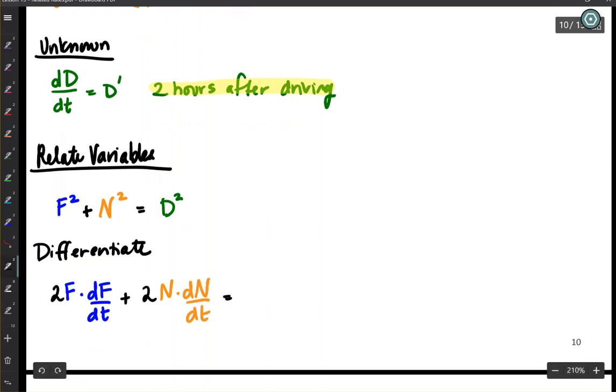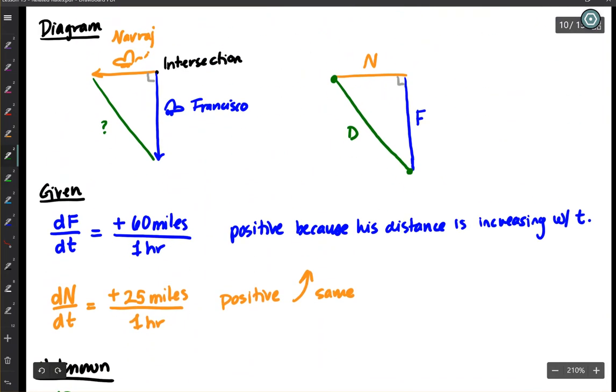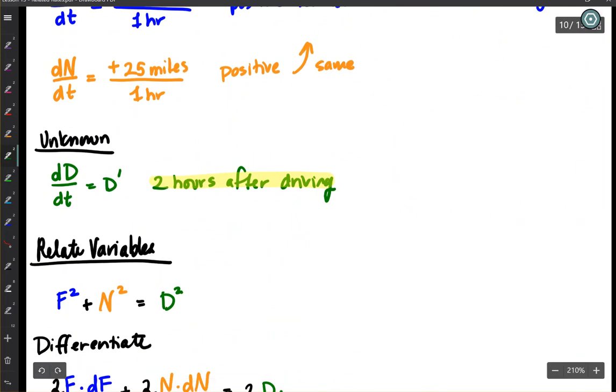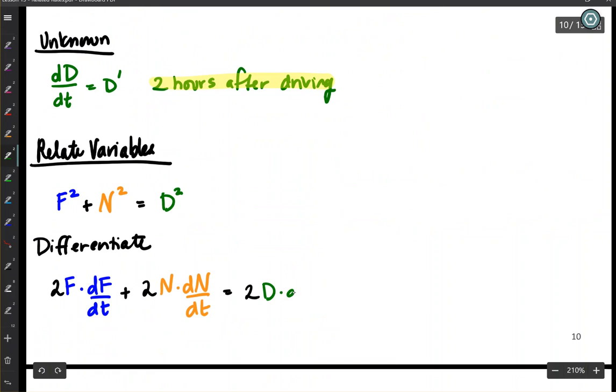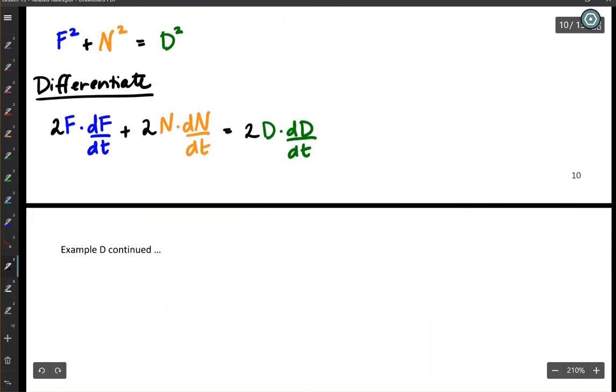is equal to the derivative of d squared is 2d, but again, d changes with respect to time. That distance between the two of them keeps getting longer and longer the more they've been driving. So chain rule times d prime, or dd dt. Right? And now it's time to go ahead and substitute and solve.